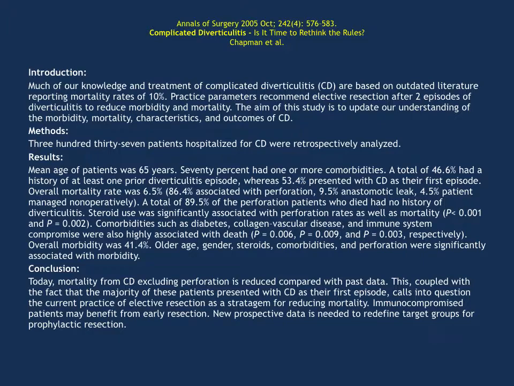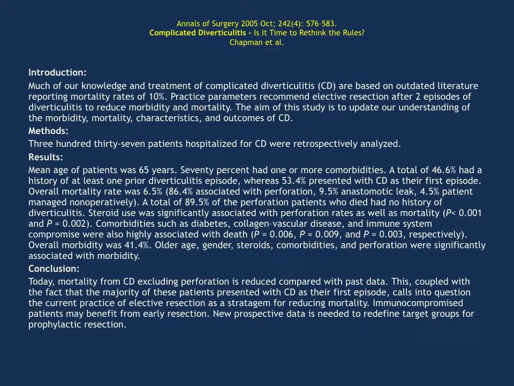Basically, they looked at the characteristics of people who presented with complicated diverticulitis, about 337 patients. What they saw was that mortality and perforation were greater in people who had never had diverticulitis before. It was also associated with steroid use, meaning their immune system was impaired, and patients with diabetes, collagen vascular disease, and immune compromise also had a greater association with death.